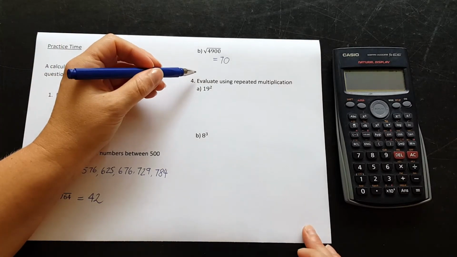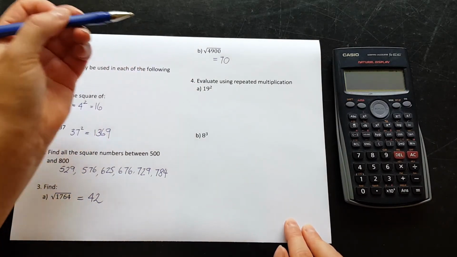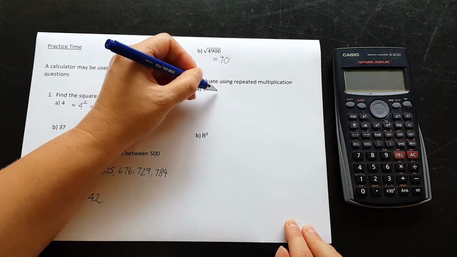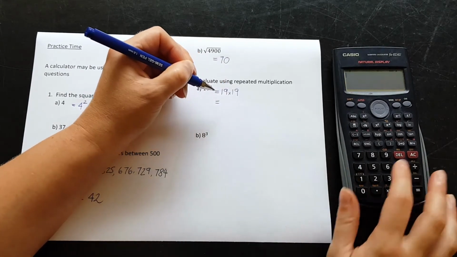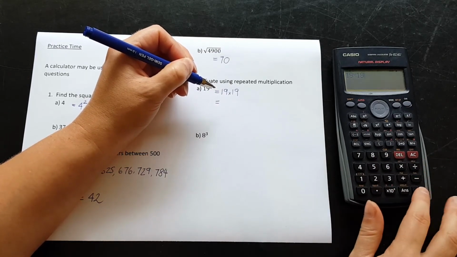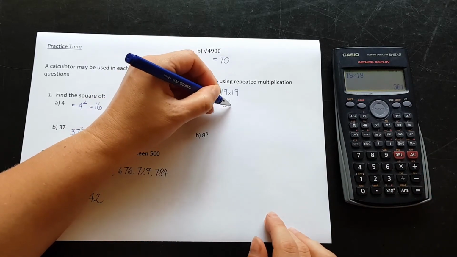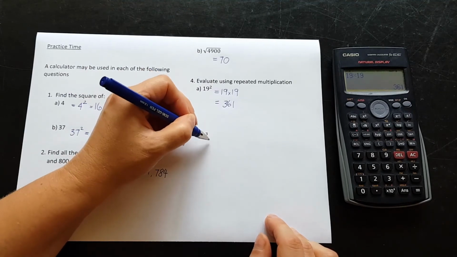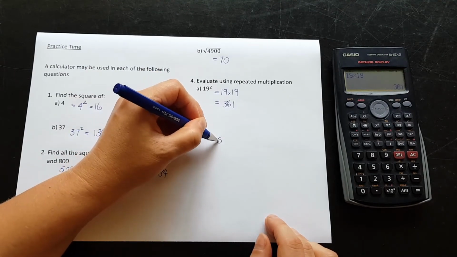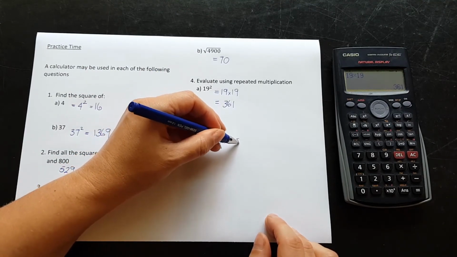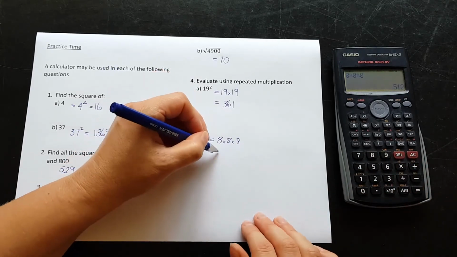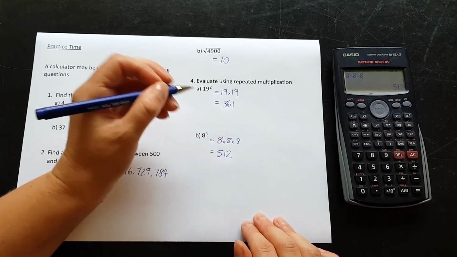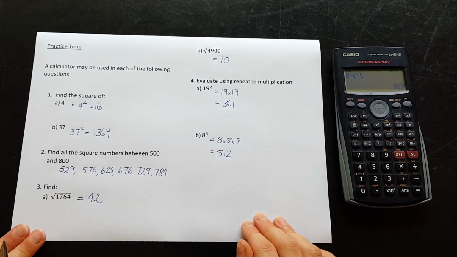And lastly, number 4, evaluate using repeated multiplication. So 19 squared is the same as 19 times 19. Okay, 19 times 19 is 361. 8 cubed, the 3 means there are 3 of them. 8 times 8 times 8. 8 times 8 times 8 is 512.